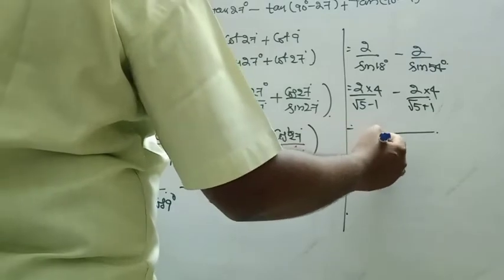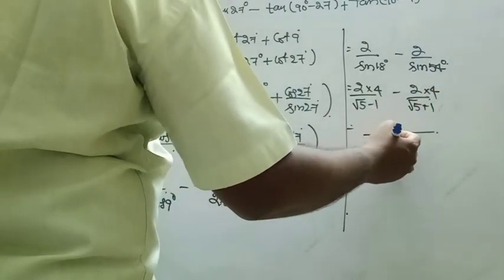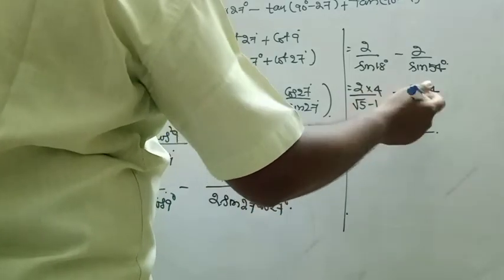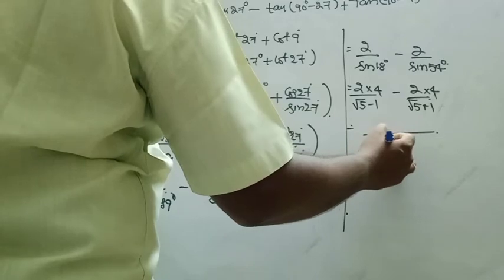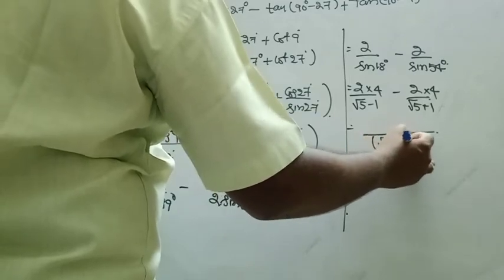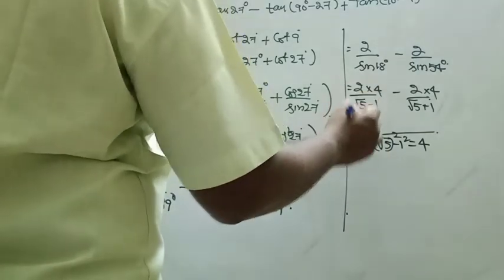The LCM part is nothing but root 5 minus 1 into root 5 plus 1. That is nothing but a minus b into a plus b. That is now (root 5) whole square minus 1 square. That is nothing but 4.